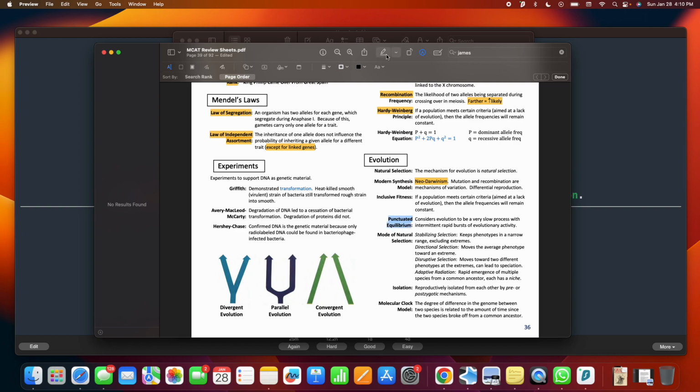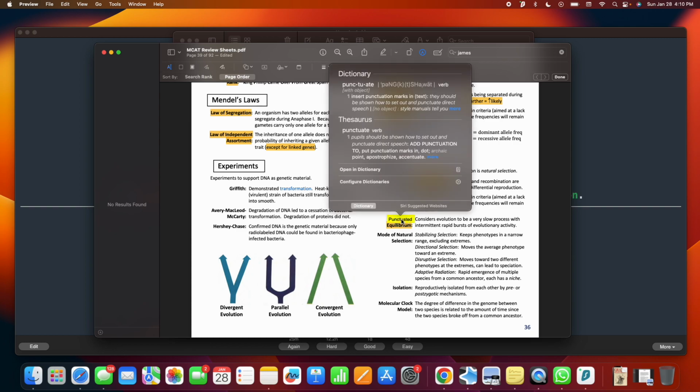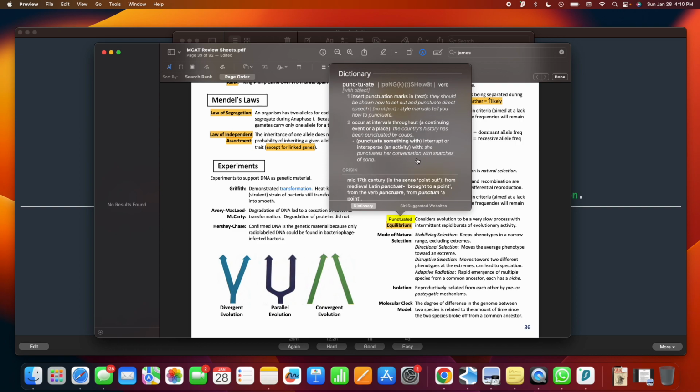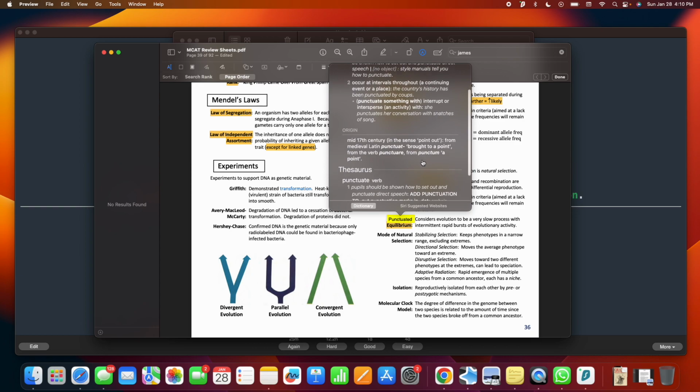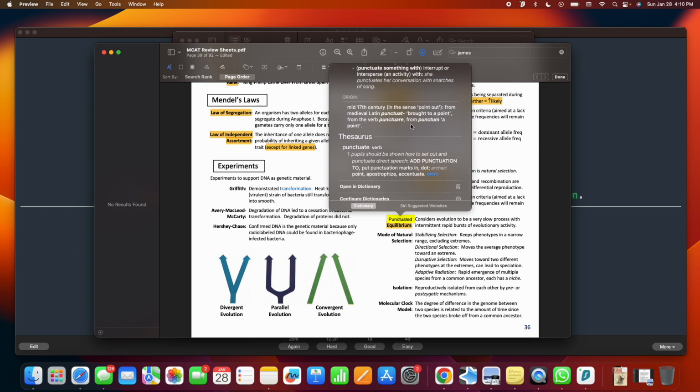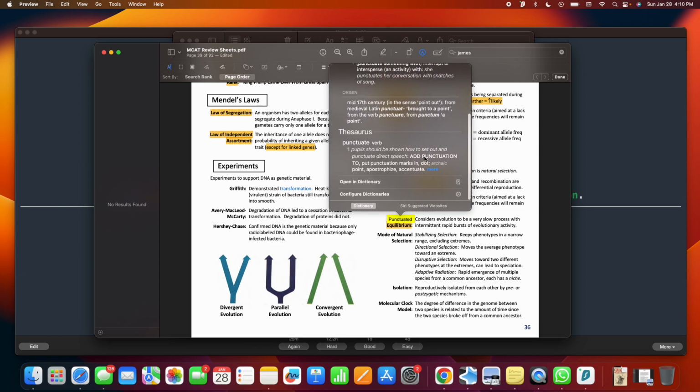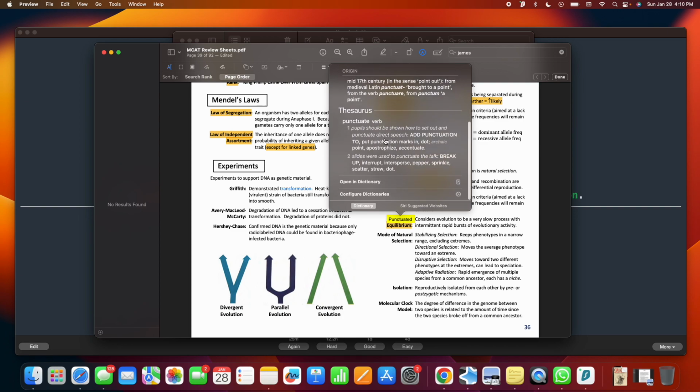Punctuated equilibrium. What does punctuated mean? You mean you're punctual, being precise, right? Brought to a point. Punctuate: put a dot, a point, accentuate, break up. Slides were used to punctuate the talk.